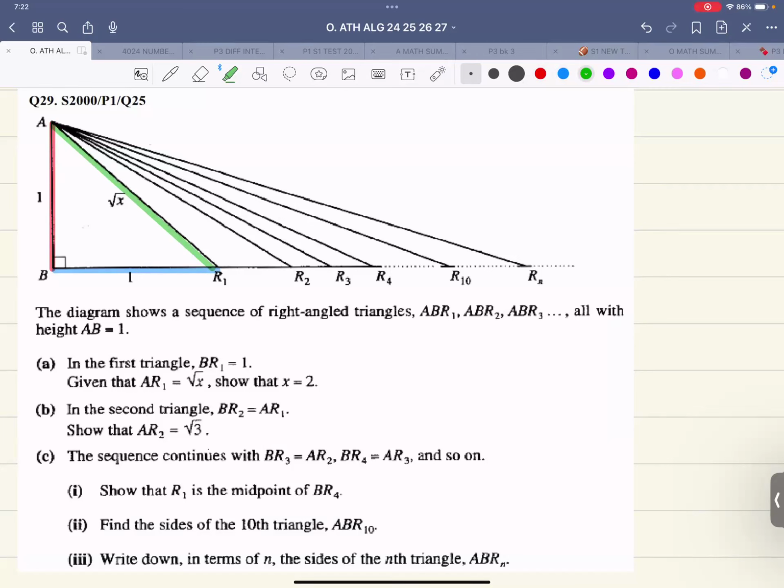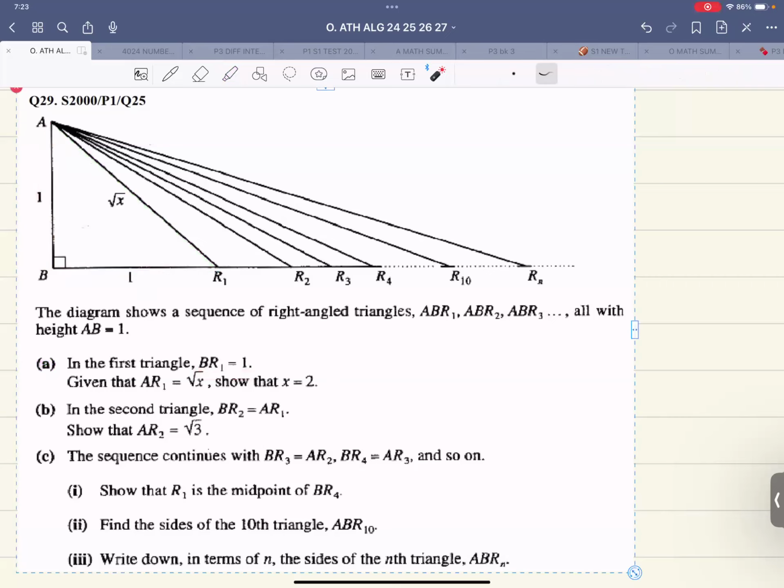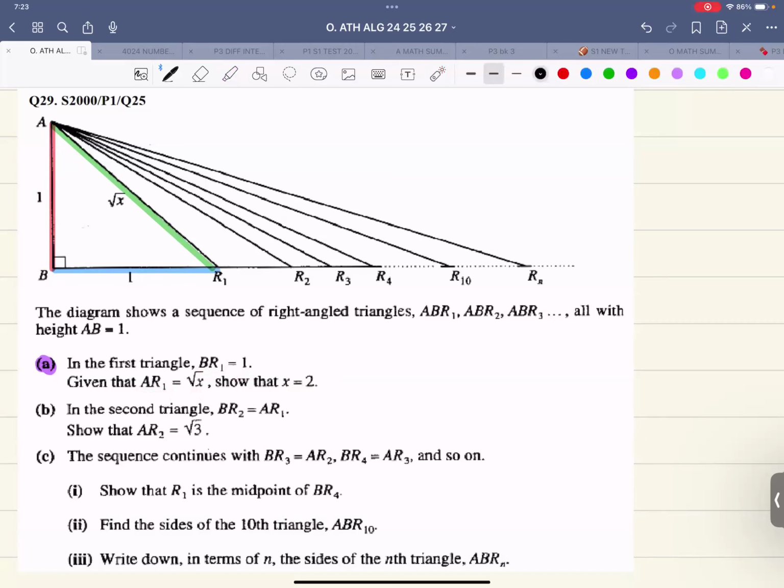Now, in the first part, they are asking this, that BR1 is 1, and that is already given. That is 1, and this is 1 actually. And the height is already fixed. And how is the hypotenuse changing? That is what we are asking. Given that AR1 is equal to root x, show that x is equal to 2. So I want you to get started with this.